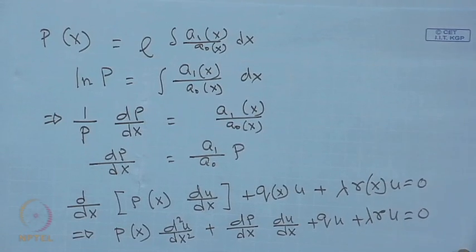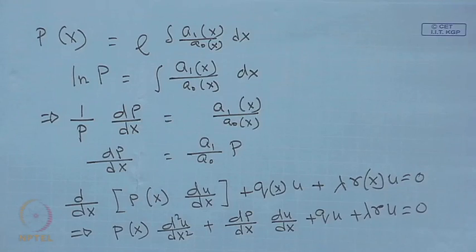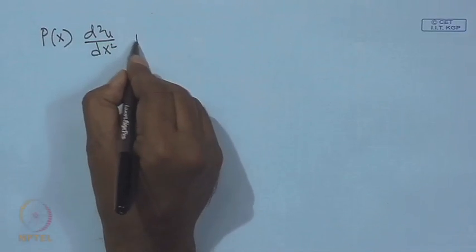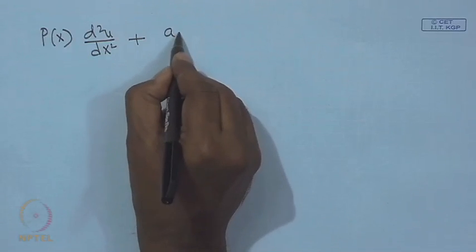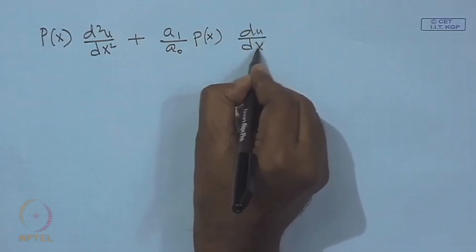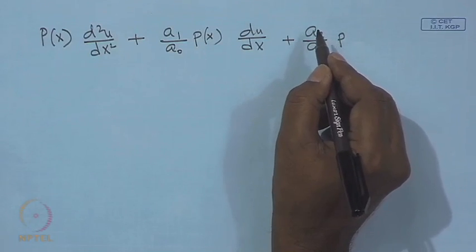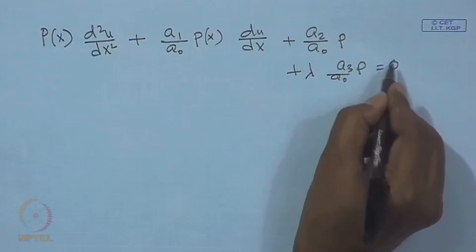So, therefore, we write the equation as p of x. Okay. So, this becomes substitute the different values of p and q and r. So, p of x d square u d x square, okay, plus dp dx. We have already found out that dp dx in the earlier one is a 1 over a 0 times p of x times du dx plus q. Q we have defined as a 2 by a 0 times p plus lambda r u, and r we have defined as a 3 by a 0 times p is equal to 0.